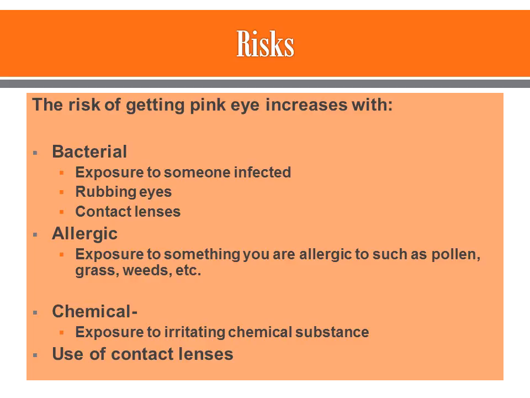So exposure to someone infected is a big one, as well as rubbing the eyes, and then you have bacteria on your hands, and you transfer that bacteria to the eyes. You'll transfer it to contact lenses if you don't clean your contact lenses before you put them in. The allergic type is usually because of exposure to an allergen, so the pollen, the grass, the weeds, the dust, mold, that type of thing. And chemical, we talked about the risks of being around any source that can cause eye irritation. And then contact lenses is another one.